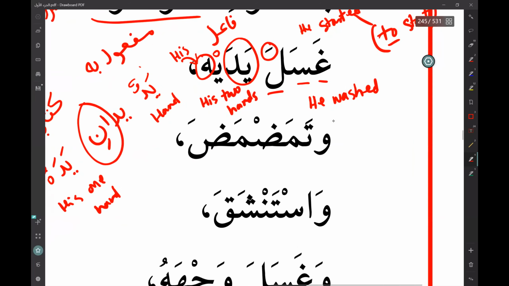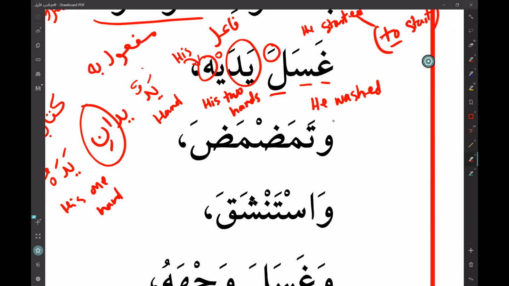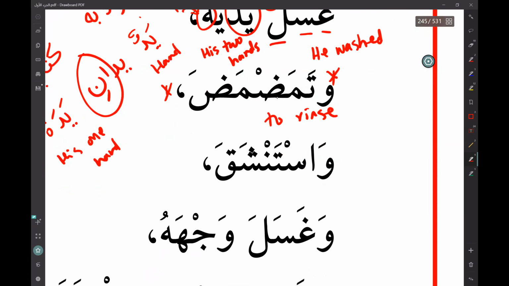Then we have what? Tamadmada. What is tamadmada? Okay, tamadmada is to rinse your mouth. When you make wudu, you rinse your mouth. Okay, so that's what it means to rinse. Okay, tamadmada, yatamadmadu, to rinse. So this is to rinse your mouth.